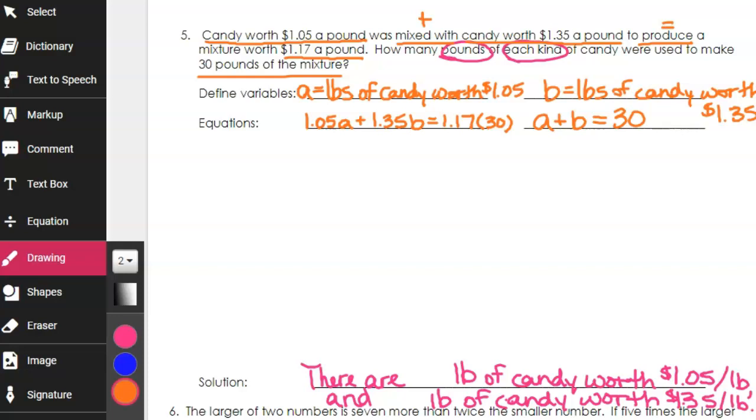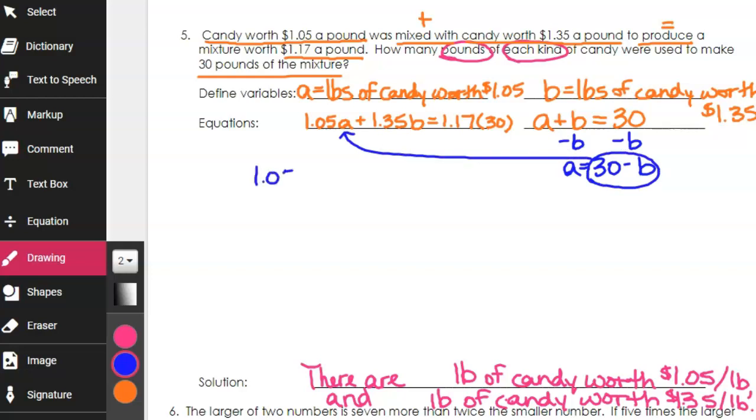If you don't want to do elimination with these decimals in your problem, you can always solve for A or B in the second equation and you can use substitution. That's what I'm going to choose to do because I think it might turn out to be a little bit nicer looking. So I'm going to subtract B from both sides. I'm going to get a variable by itself.